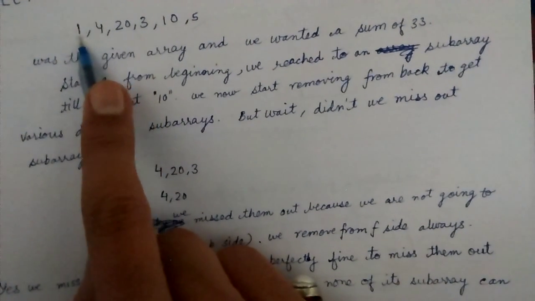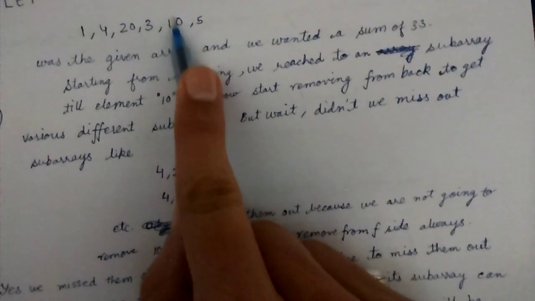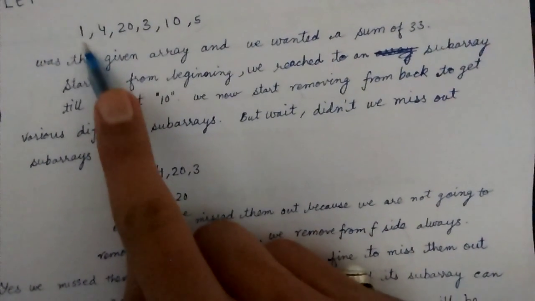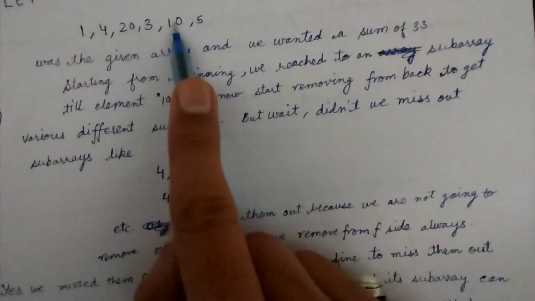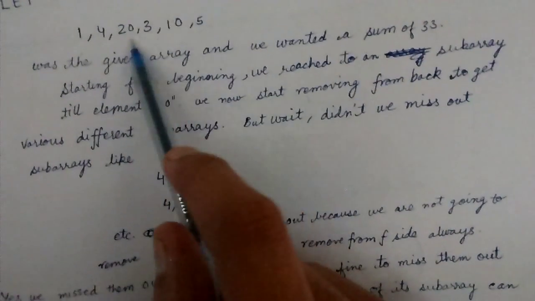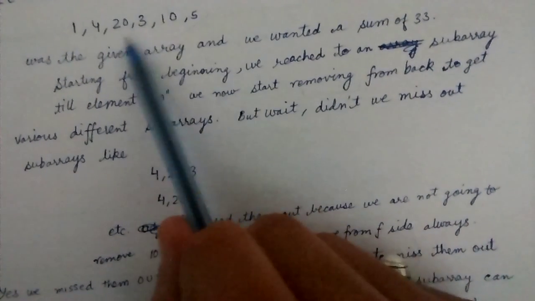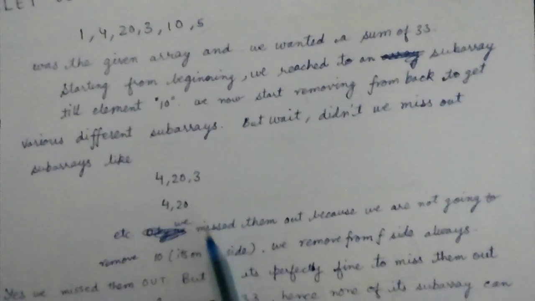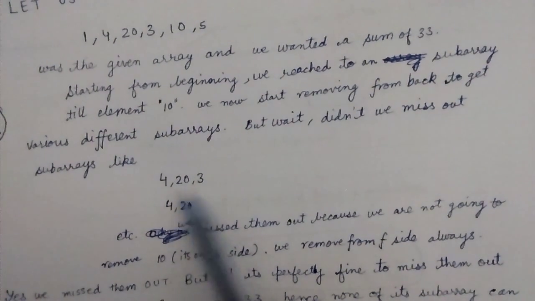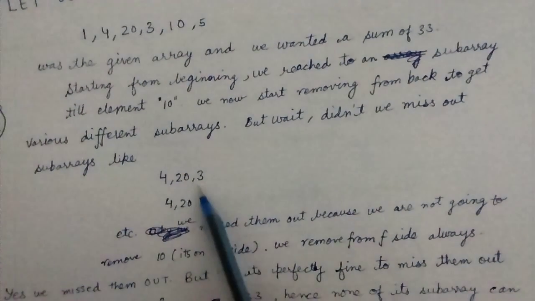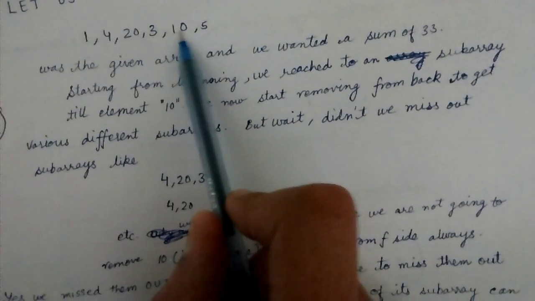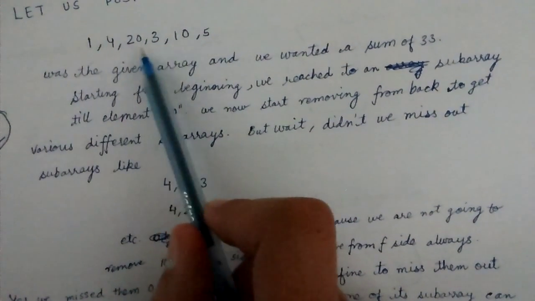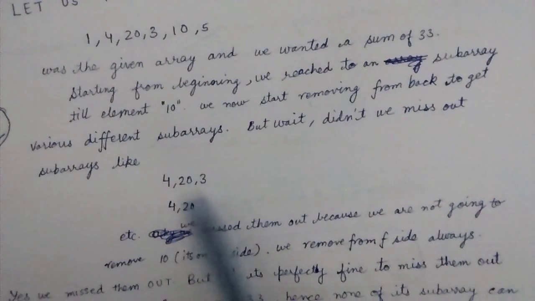So now we have reached a point where our subarray contains elements till 10 and we start removing from this side. So we get 4 23 10, this subarray. Then we get 23 10, this subarray. If we remove one more, we get 10, this subarray. But wait, these kinds of subarrays are left. We never considered them and will never be considering them in future. 4 23, 4 20 and 3 are left, because 10 has already been added and it will not be removed before these are removed.